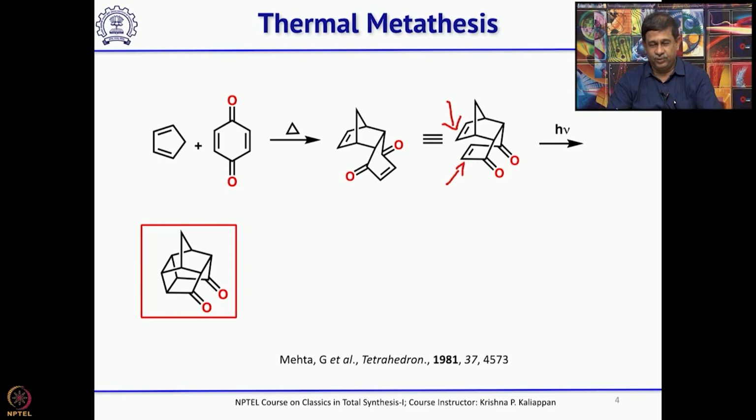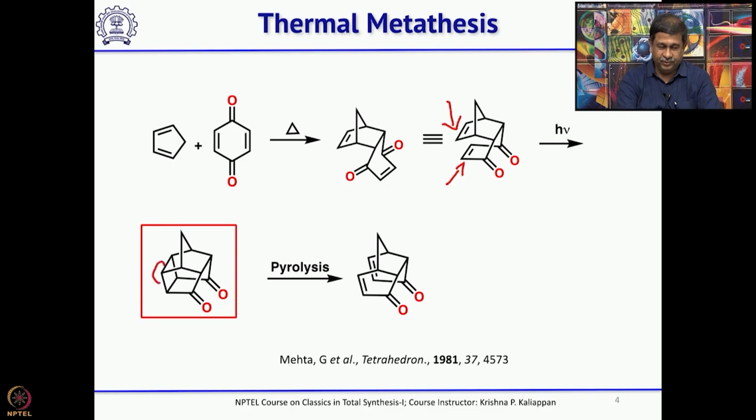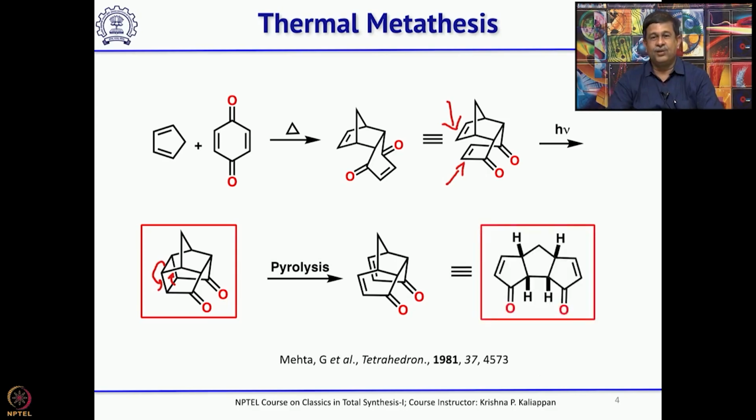This was reported by Cookson, so it is called Cookson's dione. But what is important was Mehta's group used this Cookson dione for a very important transformation, as I already mentioned, called thermal metathesis. This upon flash vacuum pyrolysis, if you heat it at 600 degrees, undergoes a retro 2+2. So, if you do like this, you will get this tricyclic diene dione. This you can also write for better visualization, like this. Clearly, from cyclopentadiene and benzoquinone, one can get this linear triquinane core structure basically in 3 steps.